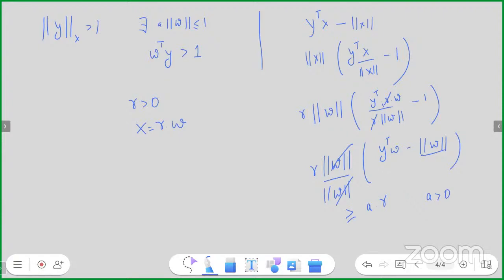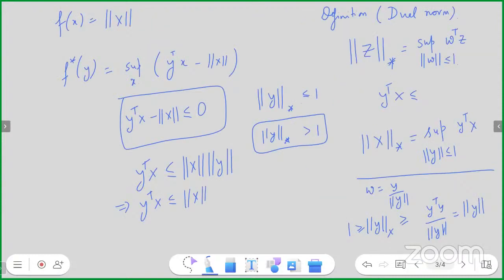So now what is R? R is a free variable. So if this is true, supremizing over R will only give you infinity. Is everybody okay? All I was given was this for all W's less than or equal to 1. So I just planted X equal to R times W, and the end result is some A times R, where A is some fixed quantity and R is under my control. So it's a very interesting function. What it ends up giving you is that f star of y is 0 in this case and infinity in this case. This takes two values.